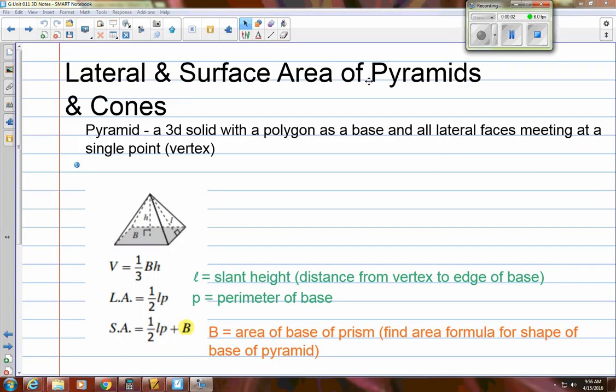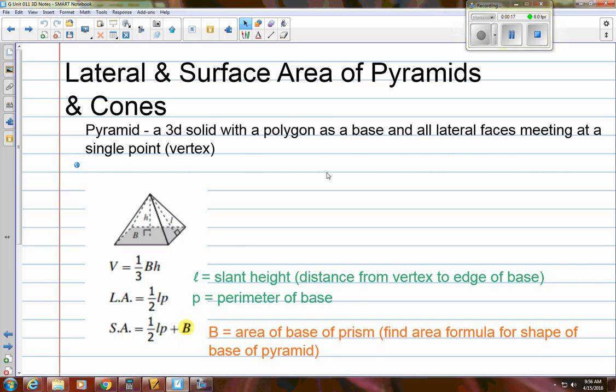Hey everyone. Tonight we continue our unit with lateral and surface area of pyramids and cones. So we have talked about lateral and surface area with prisms and cylinders. So now it's all about figuring out what a pyramid and a cone are based on their definitions.